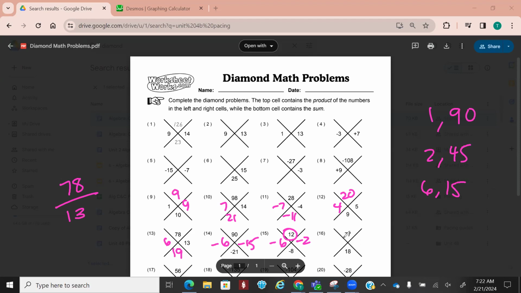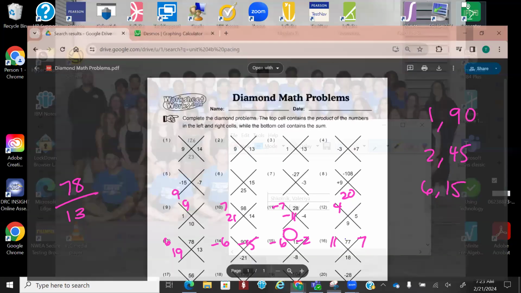What about 77? Multiply to get you 77, add together to get you 18. Go ahead and say it. Yep. 11 and 7. Okay, cool. Again, if your multiplication skills are lacking, it's okay, no shame, but you've got to do something about it because it doesn't get easier unless you practice. All right. So we're going to jump in.